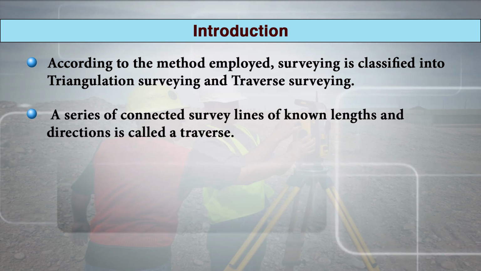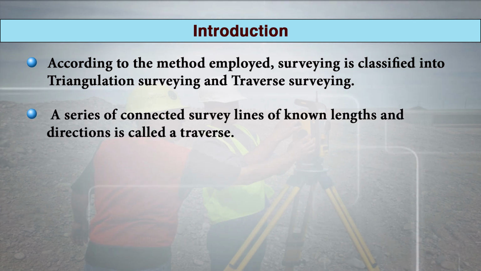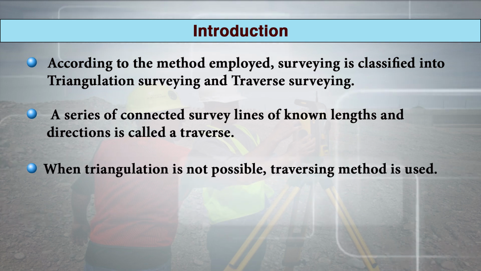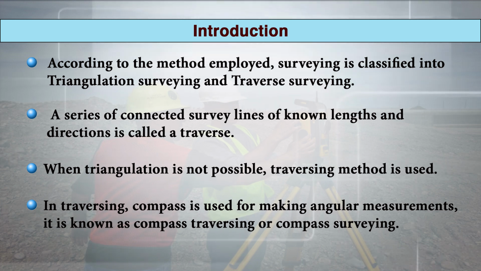A series of connected survey lines of known length and direction is called traverse. When triangulation is not possible, traversing method is used. In traversing, compass is used for making angular measurement and it is known as compass traversing or compass surveying. So, as you know, chain surveying can be used when the area to be surveyed is comparatively small and fairly flat, but when the area is large, undulating and crowded with many details, triangulation, that is the principle of chain survey, is impossible. In such an area, the method of traversing is used.